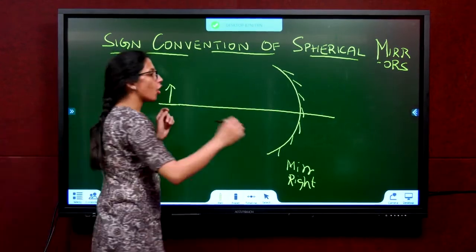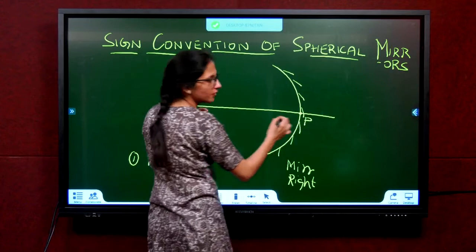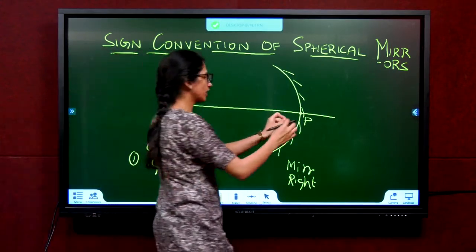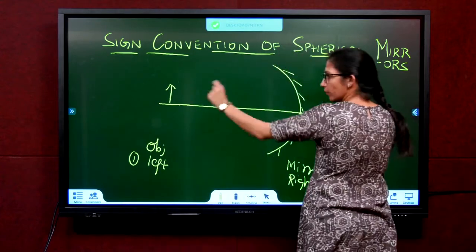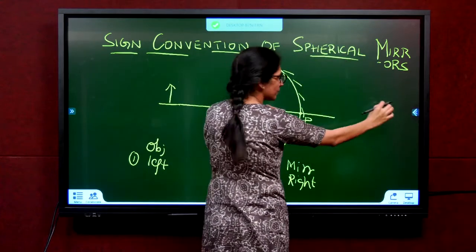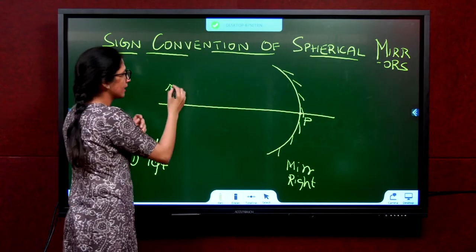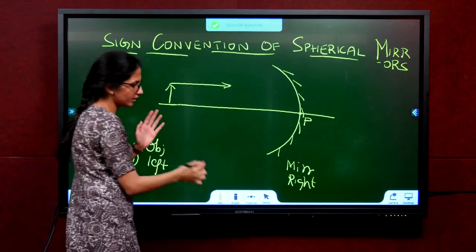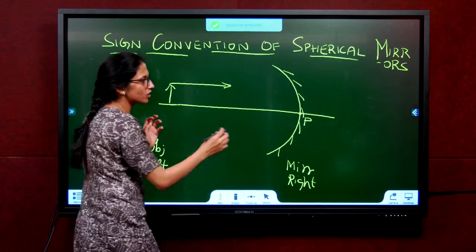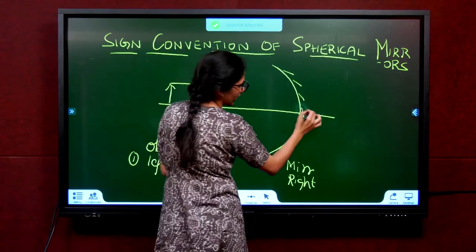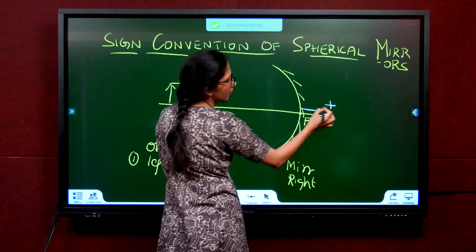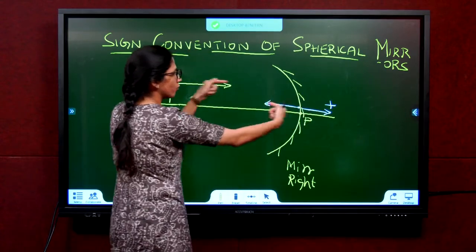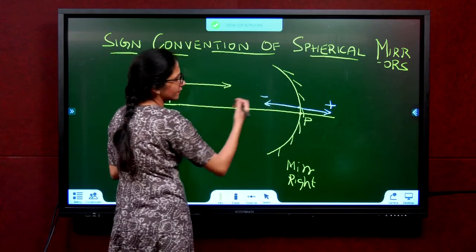Second point, all distances are measured from the pole of the mirror. So if you're measuring this side, you have to measure from the pole. If you're measuring this side, also you have to measure from the pole. If the object is to the left, that means the incident ray is in this direction, correct? All distances measured from the pole in the direction of the incident ray are positive. All distances measured against the direction of the incident ray are negative.